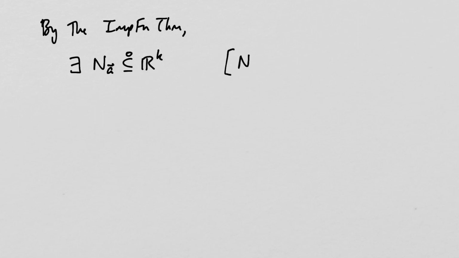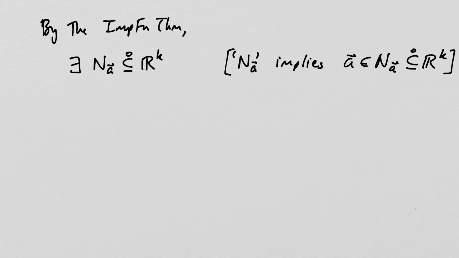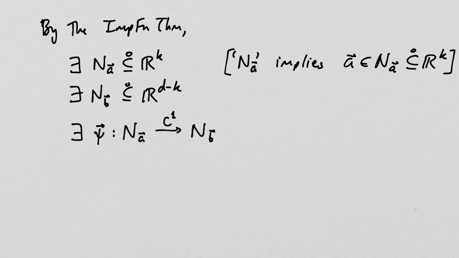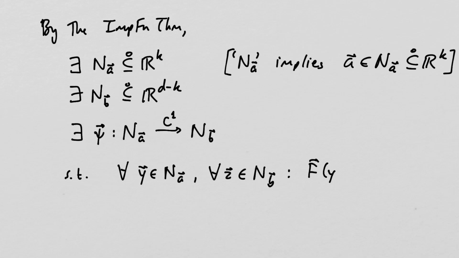Yeah, the notation, when I write this, n sub A, that notation implies that A is in it, and that it's open in its respective space. Okay, and also there exists a neighborhood of B, which is an open subset of D minus K space, and there exists an implicit function, psi, from one of those neighborhoods to the other, which is C1, excuse me. Such that for all y in this neighborhood, and for all z in this one, the equation f of y z equals 0 is true if and only if y is psi of z.